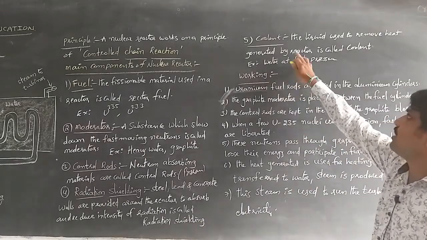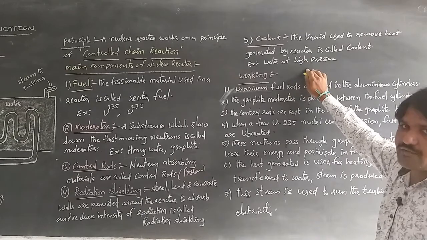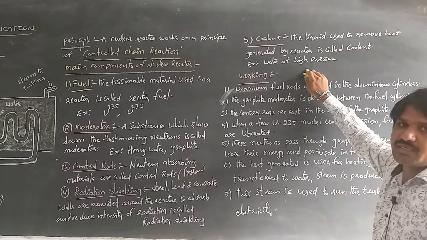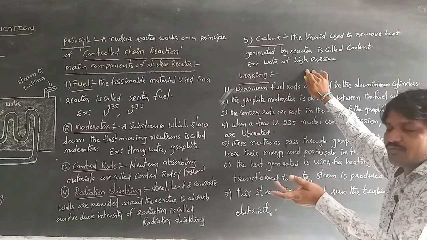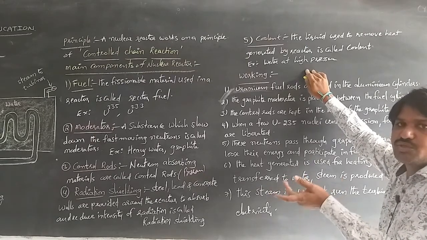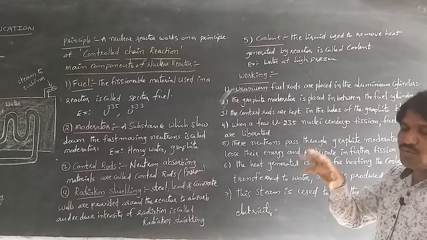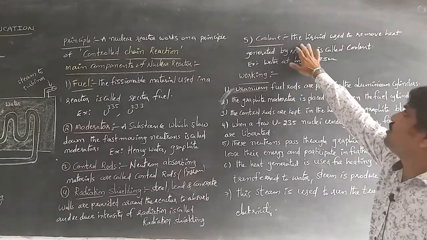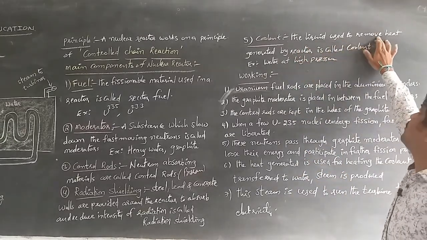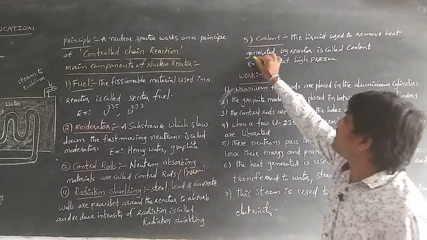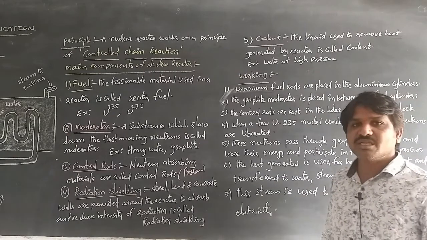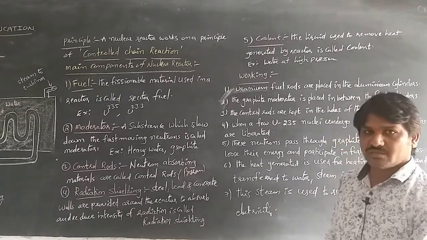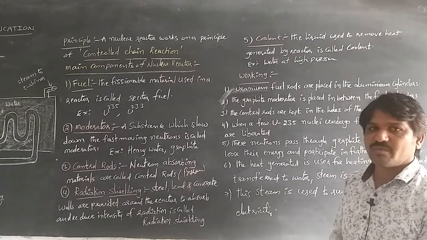The next one is the coolant. Coolant means the liquid used around the parts of the reactor. Whenever heat is produced during the process of fission, the coolant absorbs the heat. The liquid used to remove the heat generated by the reactor during the fission process is called the coolant.